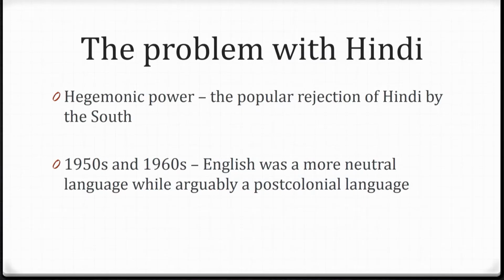She talks about the hegemonic power that Hindi enjoys in a different way, and she asks us to recall the popular rejection of Hindi by the South, and how in the 1950s and 60s, English began to be considered as a more neutral language. In fact, when the language bill was passed, that was on the basis of many things which were happening in the 1950s and 60s, where English began to be seen as a more neutral language, whereas Hindi was seen as imposing another kind of hegemony within the nation.